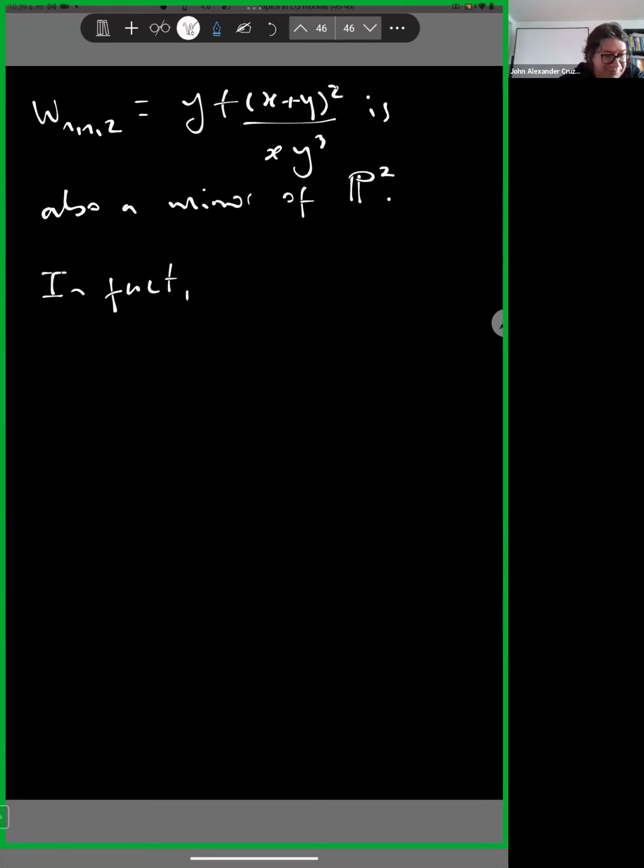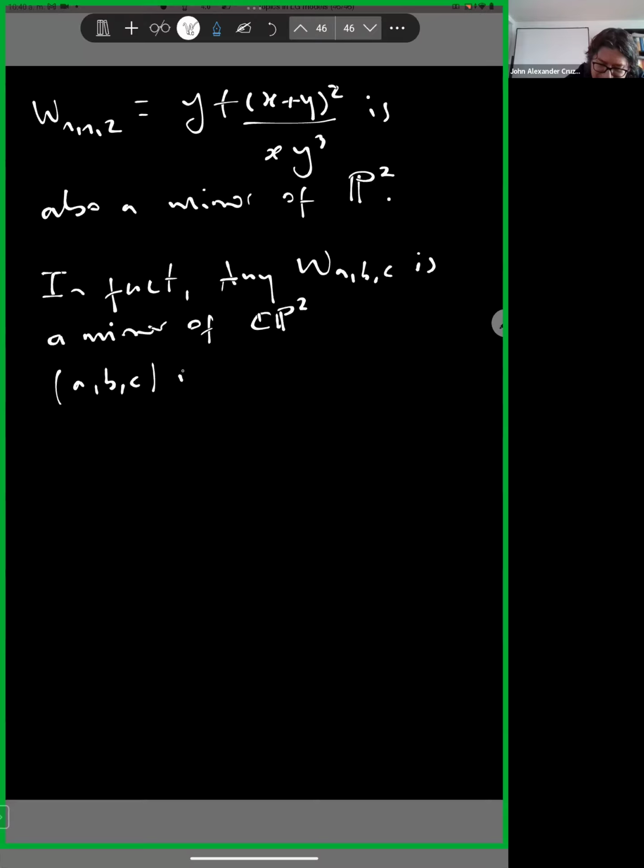So in fact, any of these polynomials is a mirror of CP2, right? And this (a, b, c) is a Markov triple. It's a solution of the Markov equation, right?